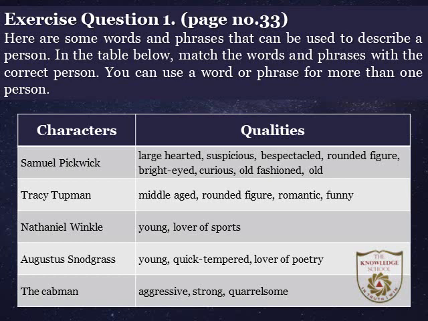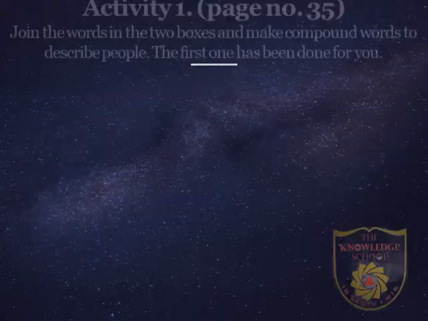The cabman was aggressive, one who starts quarrels himself. He was aggressive. He was strong. He was strong and quarrelsome, means one who fights. So being emotional, being strong and being quarrelsome, these all qualities belong to the cabman. And now we have written all the qualities that are given in your Broadway book. We have arranged them in front of the person to whom they belong.